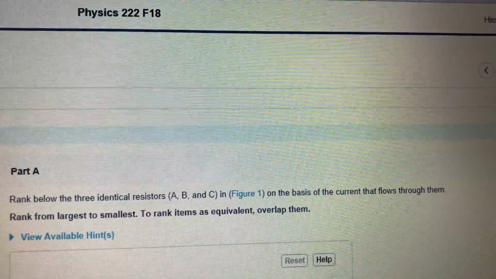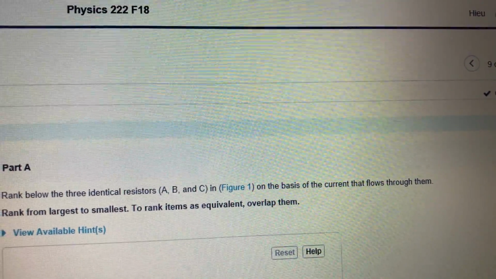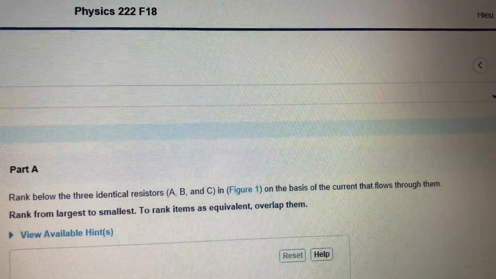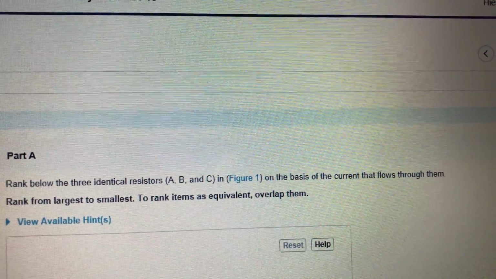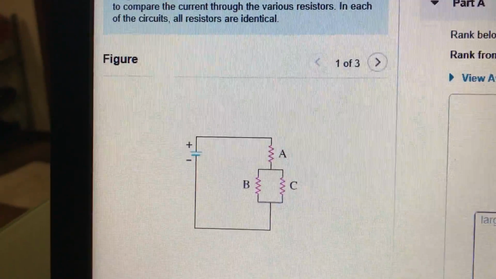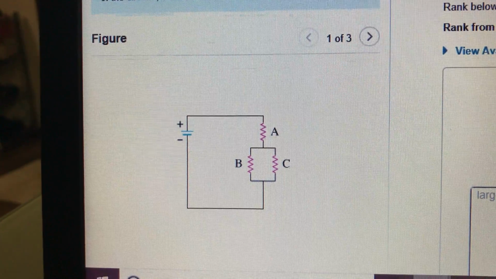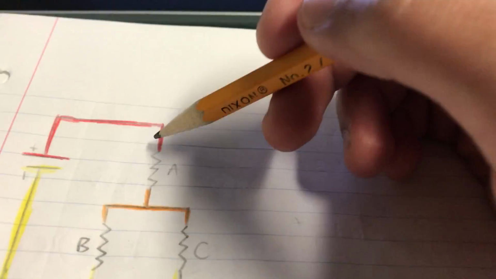Rank below the three identical resistors A, B, and C in figure 1 on the basis of the current that flows through them. Rank from largest to smallest. To rank items as equivalent, overlap them. Okay, so this is figure 1. And in order to make it look easier, I draw it on paper, and I also use color pencil to highlight wires that have the same potential, like this one and this one.